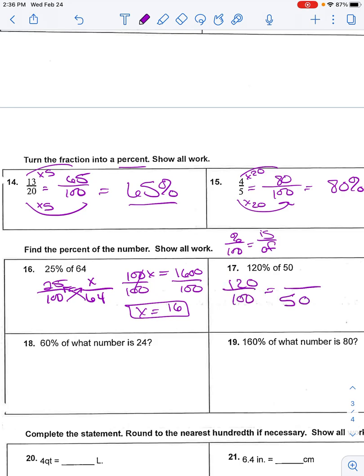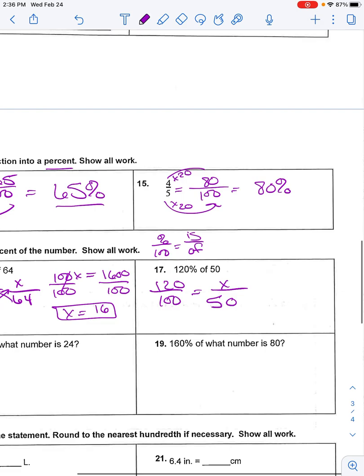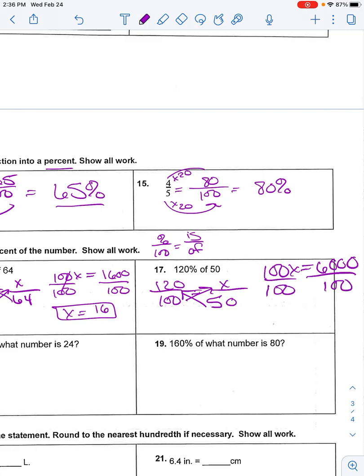120% of 50, the 50 goes on bottom. 100 times x is 100x. 120 times 50 is 6,000. And I want to divide to get that x by itself.